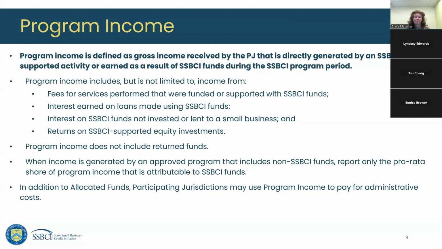The main one that I want to highlight on this slide is that any interest earned on idle funds held by the jurisdiction or your contracted entity that have not been invested or lent to a small business counts as program income and should be reported on the quarterly report. Your jurisdiction should only report the portion of the income that is generated by SSBCI funds. Lastly, in addition to allocated funds, jurisdictions may use program income to pay administrative expenses, which I will demonstrate the process for reporting in the next slide.